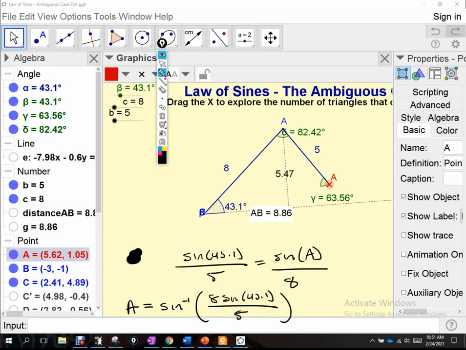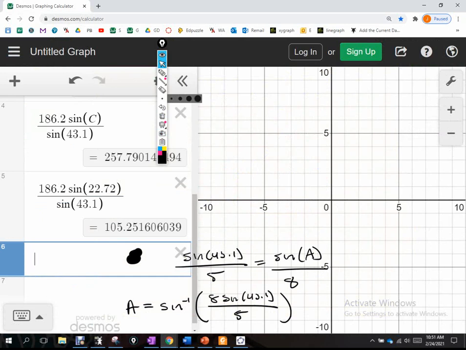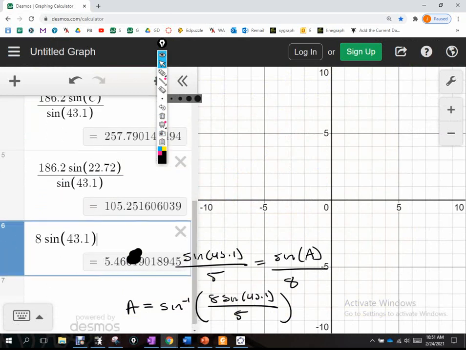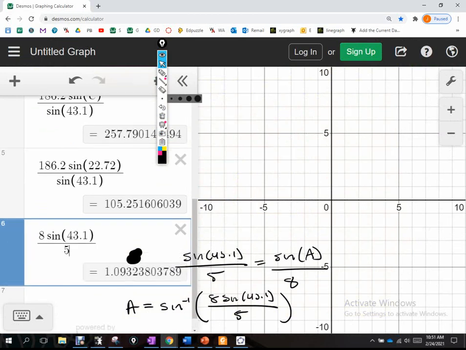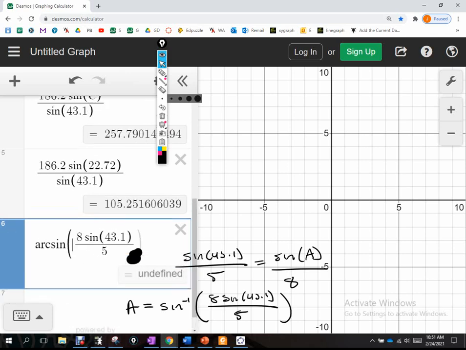Now, here's the thing. If we were to do this on our calculator, I'm just going to type in 8 sine 43.1 divided by 5. What is the problem with that in regards to putting that into the sine inverse function? Anybody know? It's greater than 1, and the sine inverse is only defined on a domain of -1 to 1. So when I type it in, it gives me undefined, which would tell me I have 0 triangles that can be made.